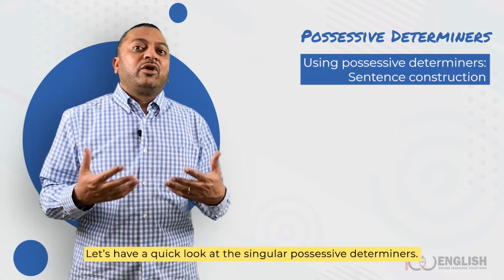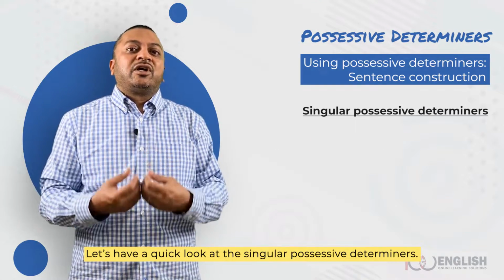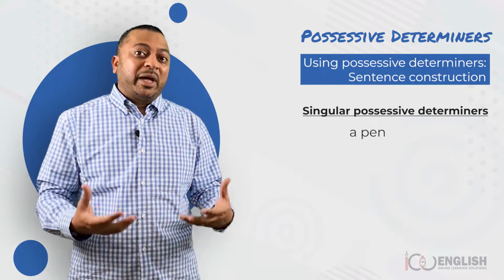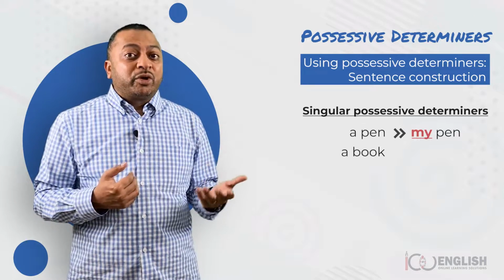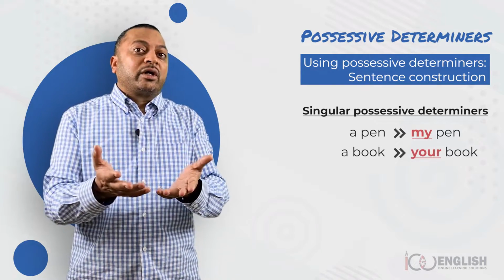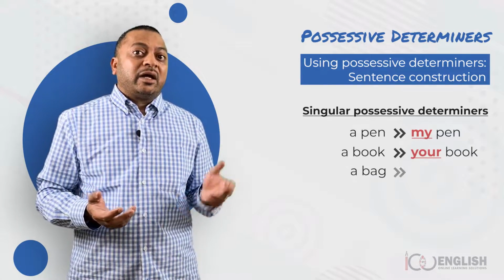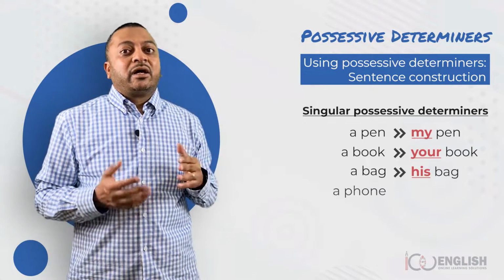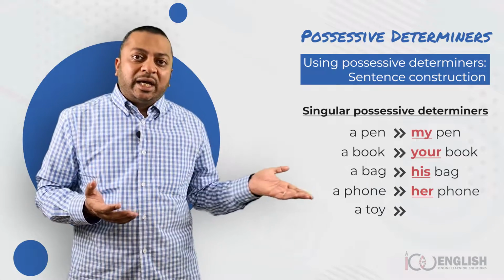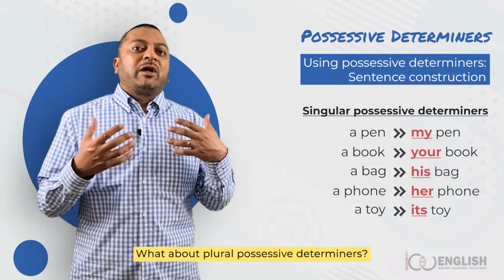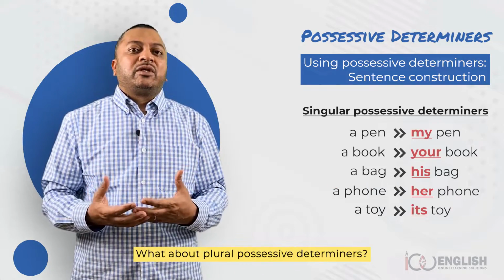Let's have a quick look at the singular possessive determiners. A pen, my pen. A book, your book. A bag, his bag. A phone, her phone. A toy, its toy. What about plural possessive determiners?